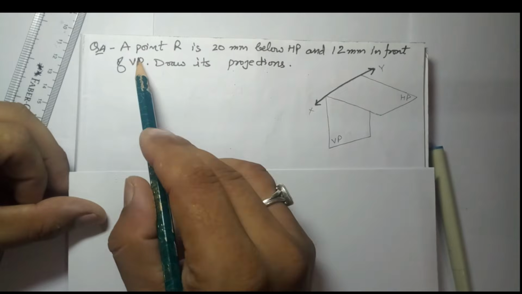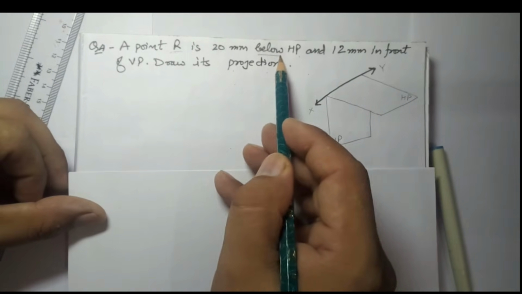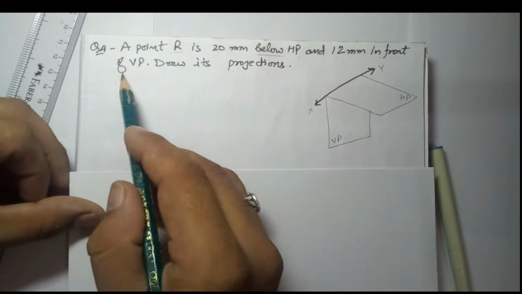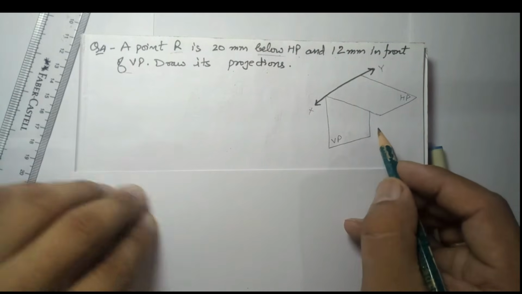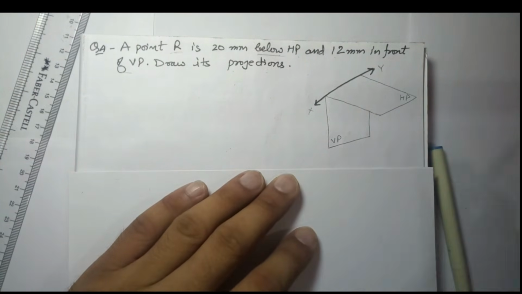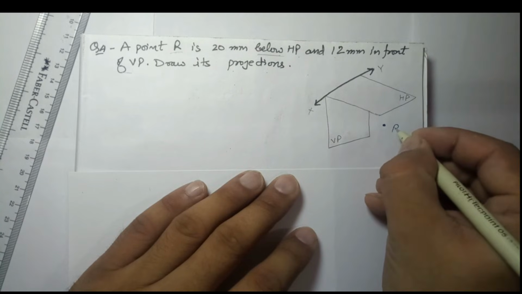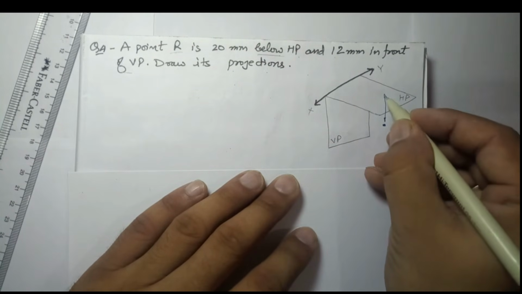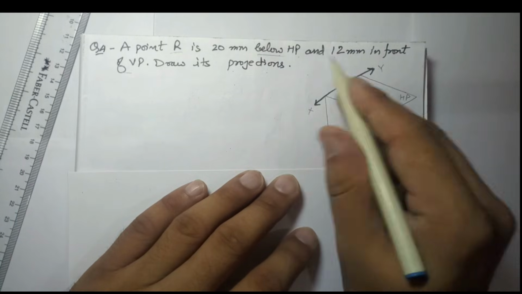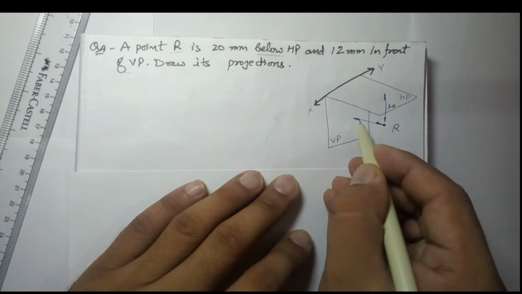Now the question says that a point R is 20 mm below HP and 12 mm in front of VP. So below HP, in front of VP, so the fourth quadrant is there. So we consider the fourth quadrant, HP, VP like this. Now let's say the point is here and the name of the point is R. It is given 20 below HP, so this gap we can say is below HP. This is 20, and 12 mm in front of VP, so this gap is 12 mm.